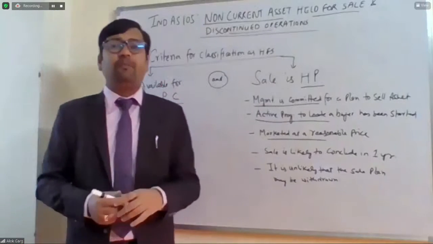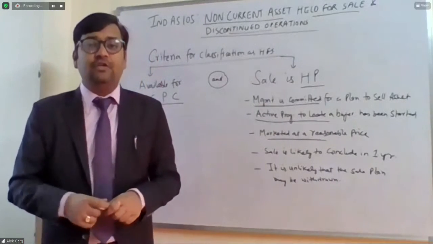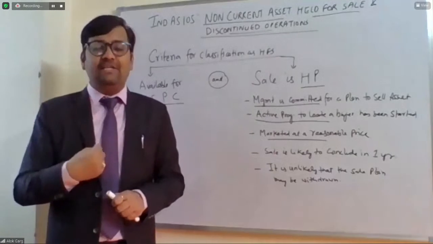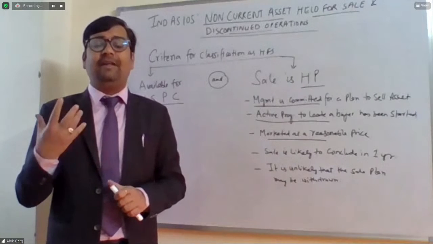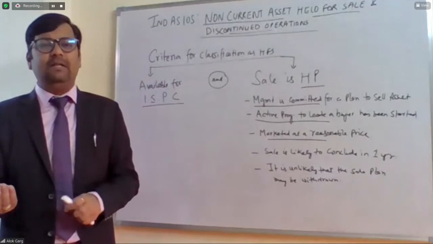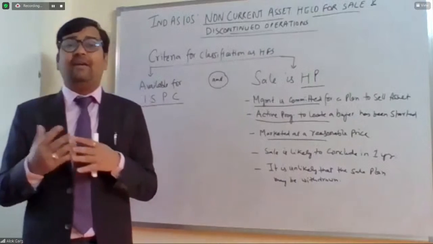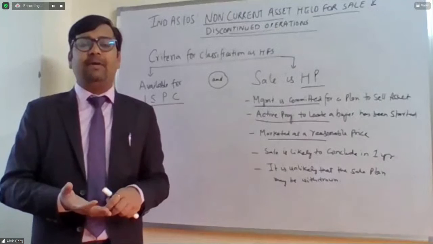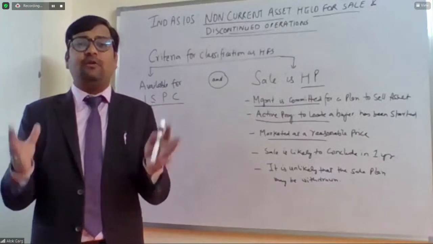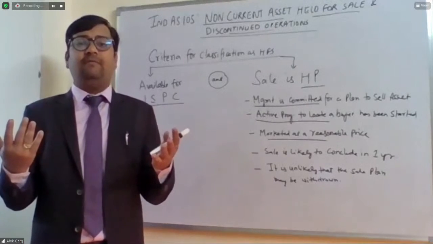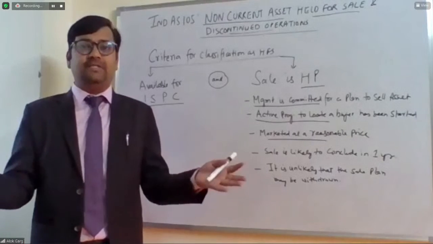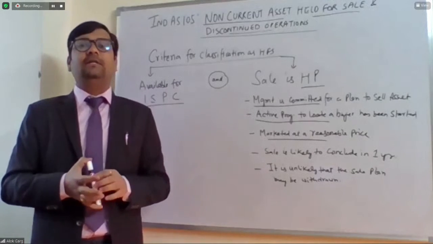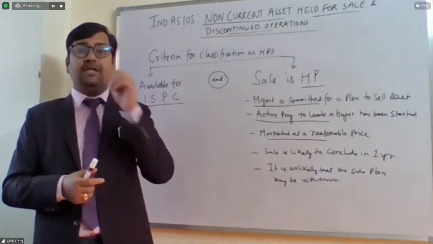Second, an active program to locate a buyer has been initiated. So management has started giving the advertisement. So management has started inviting the tenders, inviting the quotations. Okay, for example, this item has been listed on 99acres.com. This item has been listed on olx.com. Okay, or for example, the company has invited inquiries that we want to sell our furniture, we want to sell our computers, we want to sell our laptops, we want to sell our vehicles. Okay, so management is inviting tender quotation for that.